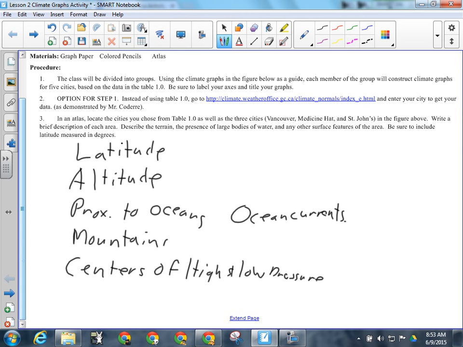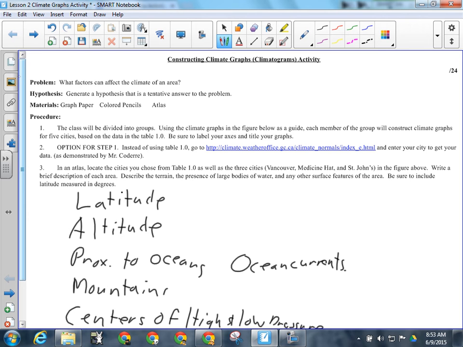So I would say that in the if part of your hypothesis, you should probably list what you think the main factors affecting climate are. I don't say you have to name them all. You tell me in your hypothesis which ones, let's say the top 3, maybe the top 4, are going to be most important for influencing the climate of particular cities. The and part is that we're going to compare various climatograms and climate conditions of various Canadian cities.